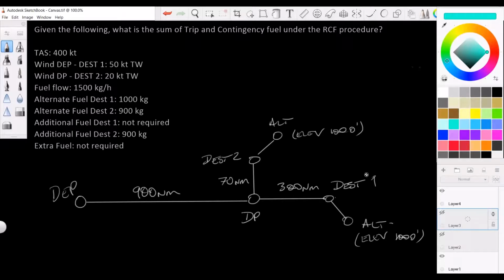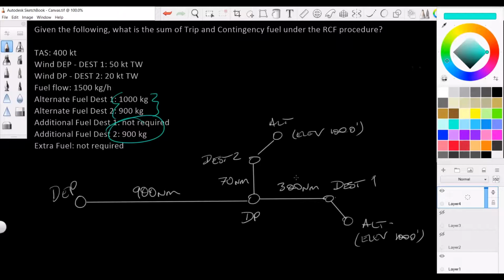Next thing, that additional fuel. This is the real problem with the question. That additional fuel is impossible. Whoever wrote this question clearly doesn't understand the regulations, because there are 3 reasons for additional fuel. This is why this is actually a good learning question, because I can teach you why this is wrong. 2 of the reasons for additional fuel require that you don't have alternate fuel. Here we have alternate fuel for both destination 1 and destination 2, so clearly those reasons are not valid.